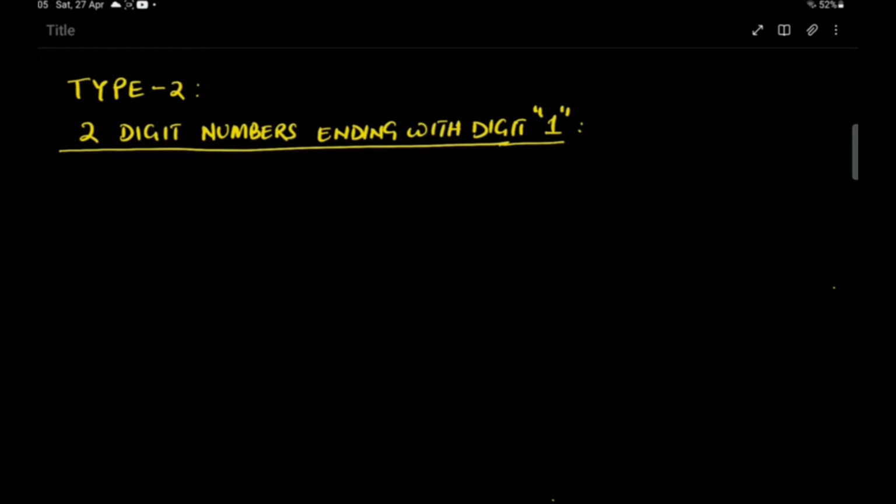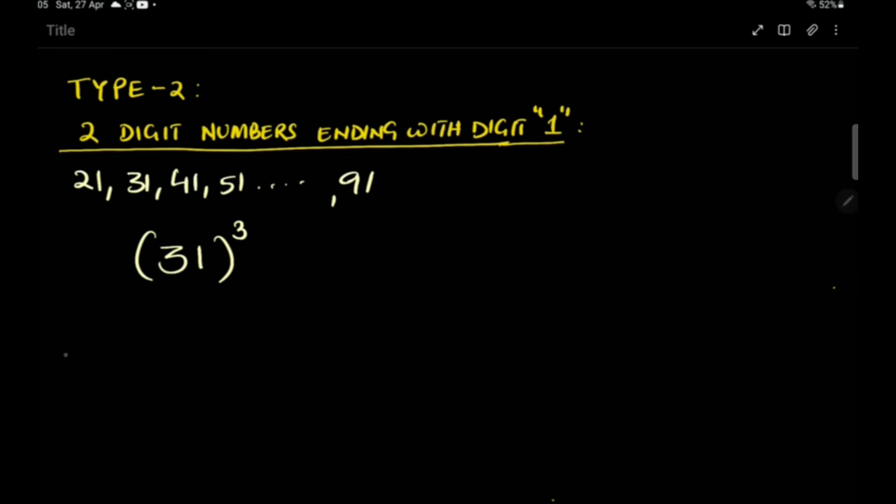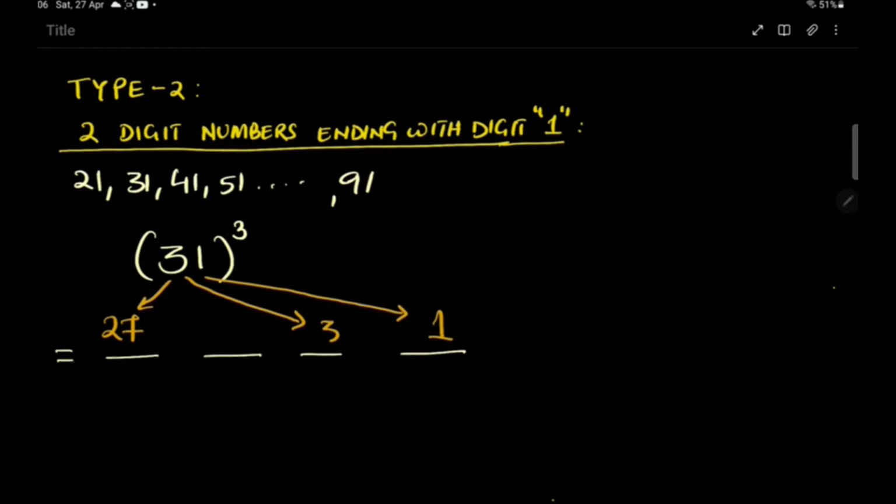Type 2: two-digit numbers ending with digit 1, like 21, 31, 41, 51, up to 91. Let us take an example of 31 cube. We can write the answer like this and we'll start the calculation from this side. As you know, 1 cube is 1, 3 cube is 27. We'll write the digit 3 here and 3 square is 9. Now we need to double this digit, that is 6, and this is 18.